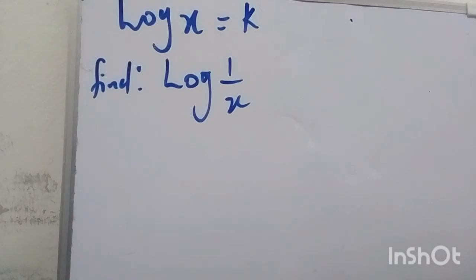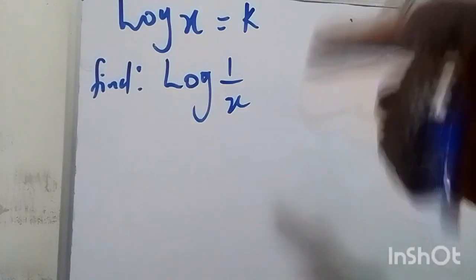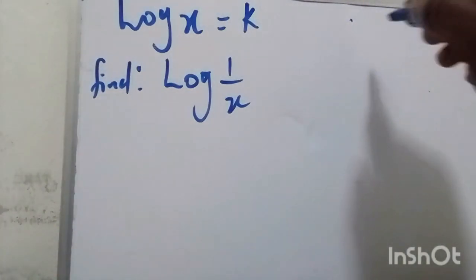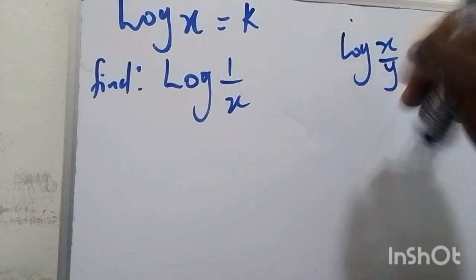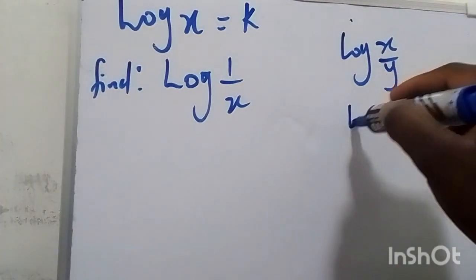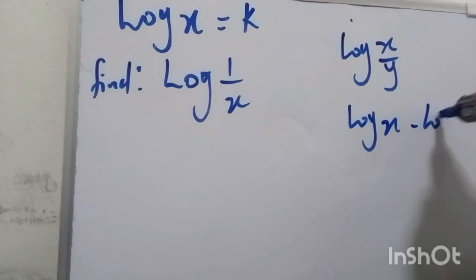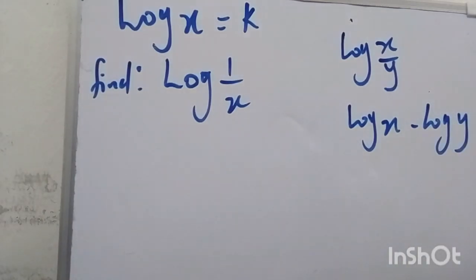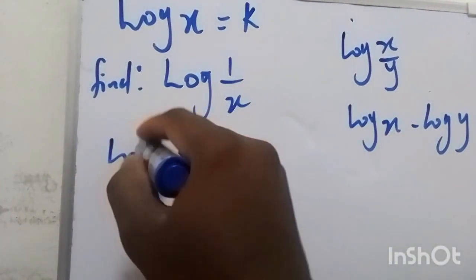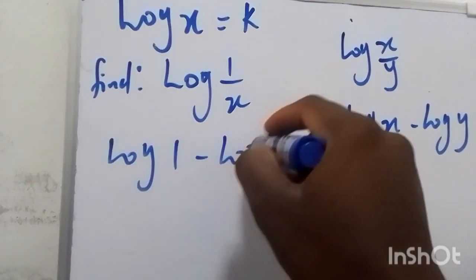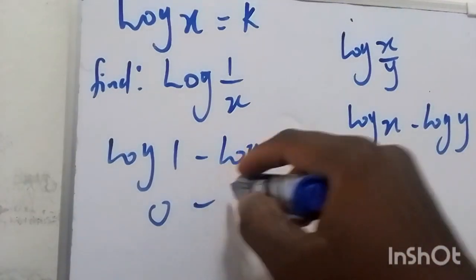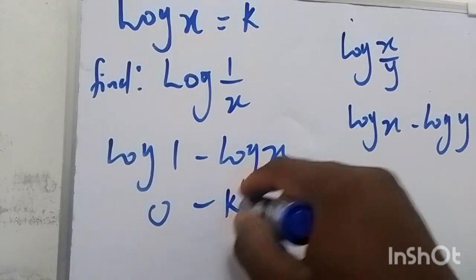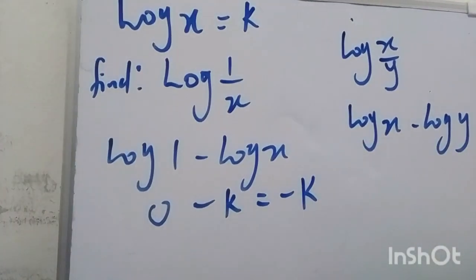Alright, let's look at this question. We should express it also. This is division, right? So we also have a rule of division, that is log x divided by y. How do we do it? Log x minus log y. So we apply the same thing here, which is log 1 minus log x. And what is log 1? Log 1 is always 0. Minus log x, which is k. So the final answer equals negative k.